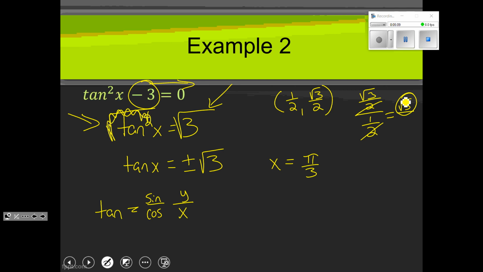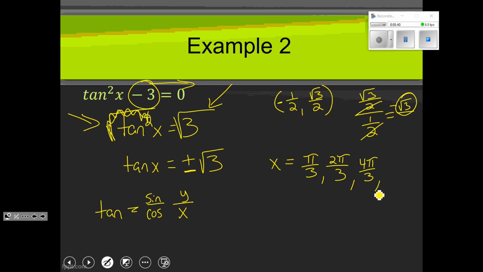I'm also going to get 2 pi over 3. And if you look at that coordinate, it's the same coordinate, it's just that the x is negative. And you want the negative because it's plus or minus. So when you divide it, it'll be negative square root of 3. Then if you look on around, that same coordinate would be 4 pi over 3.